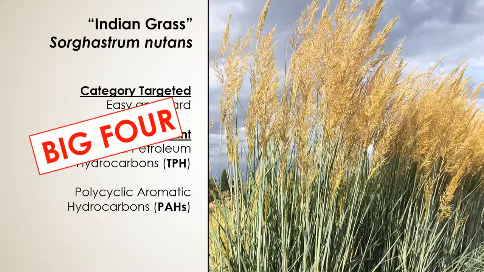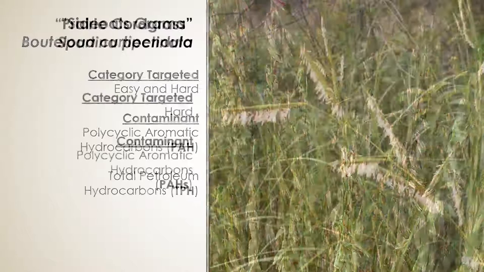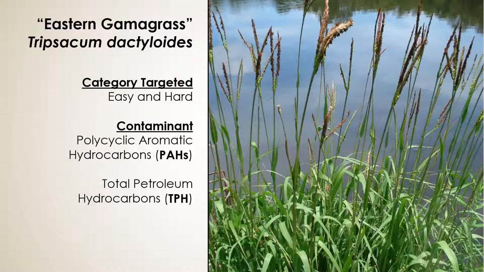Blue grama, sideoats grama, prairie cordgrass, eastern gamagrass. I have harvested plenty of Dr. Wolf's eastern gamagrass. There in the back, when I worked for Watershed Conservation Resource Center, we would go out to the farm and harvest your eastern gamagrass plot that I think you had previously done research with, to use along the stream restoration projects. So, man, those things are hard to get out of the ground, I'll tell you.